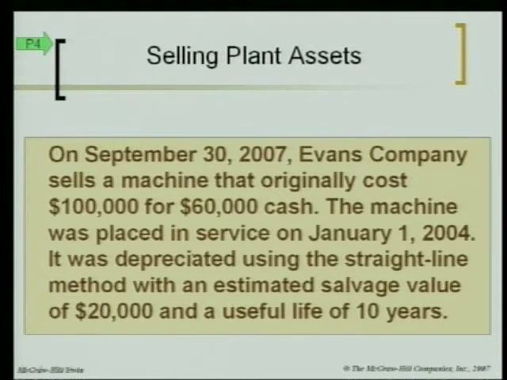All right. On December 30 of 2007, Evans Company sells a machine that originally cost $100,000, and they sold it for $60,000. The machine was placed in service on January 1 of 2004. It was depreciated using the straight line method and has an estimated salvage value of $20,000 and had a useful life of 10 years. Okay? All right, we're going to account for this. Let me turn to it in my example.